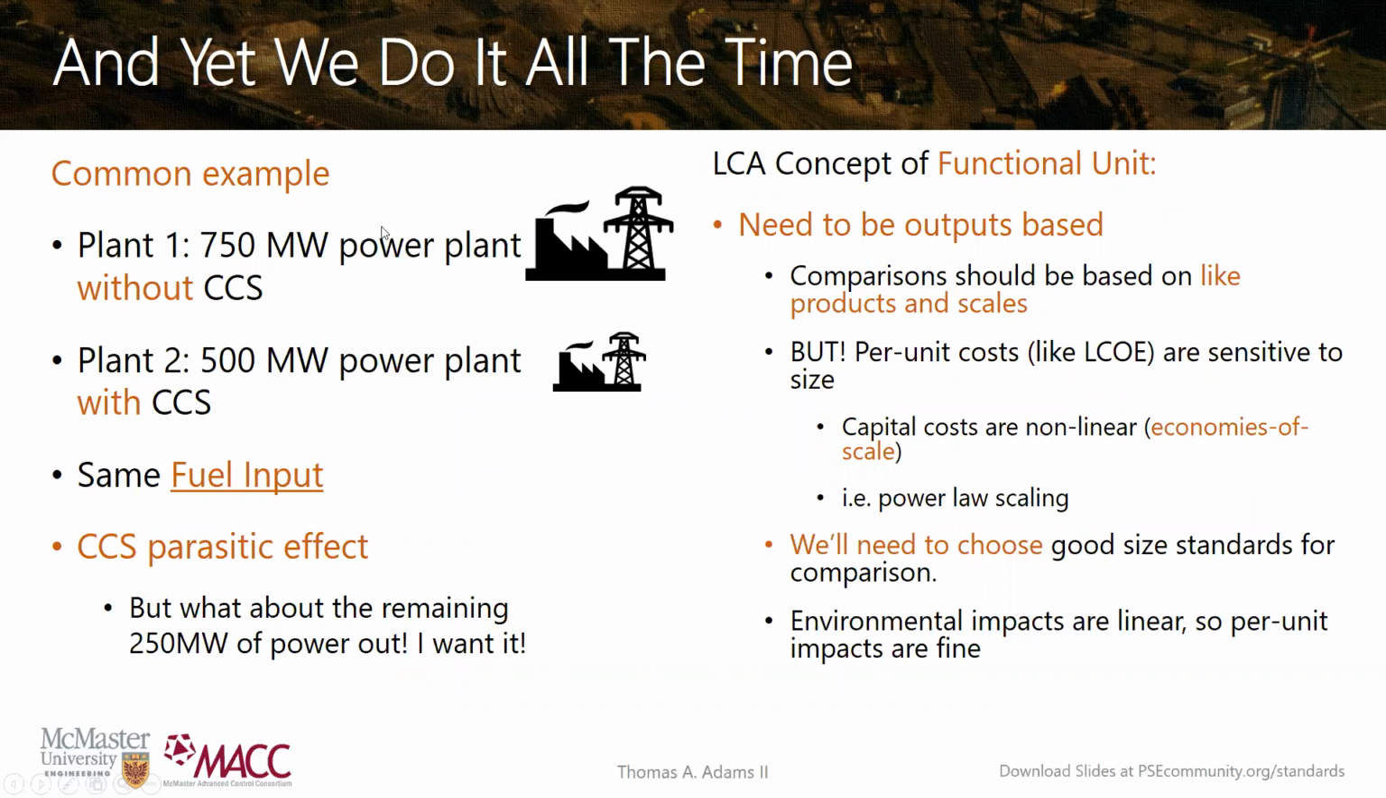So a common example is you'll take your power plant without carbon capture, let's say 750, and then your second plant, you add carbon capture. So everything upstream is the same, but you add a carbon capture system, so you have all this parasitic load, and now your plant has less power producing, same fuel input. But what about the remaining 250 megawatts of power I want? I need it. That's not really a good comparison.